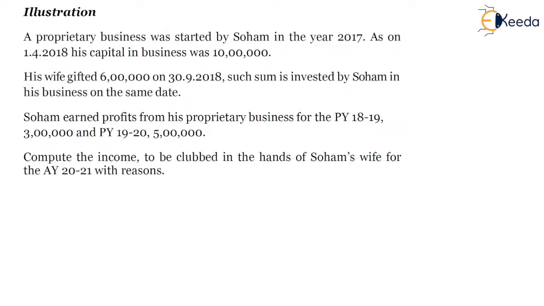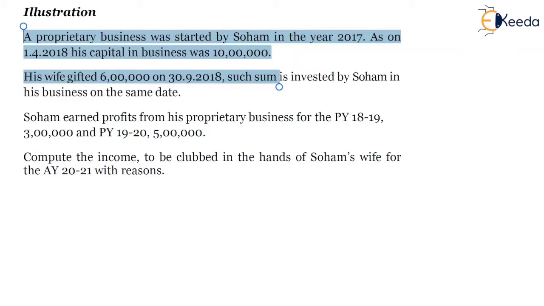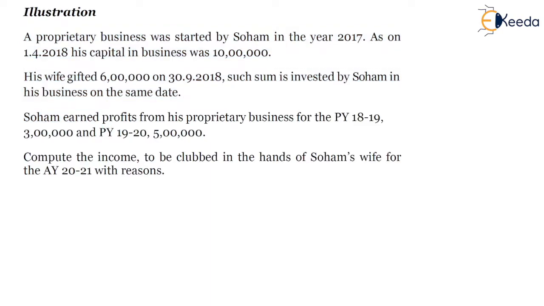So, friends, the next illustration. A proprietary business was started by Soham in the year 2017. As on 1st of April 2018, his capital in business was 10 lakhs. His wife gifted 6 lakhs on 30th of September 2018. Such sum is invested by Soham in his business on the same date. So the capital on 1st of April 2018 was 10 lakhs.